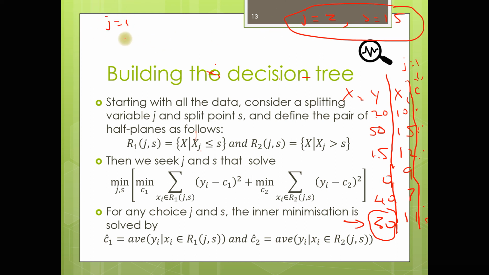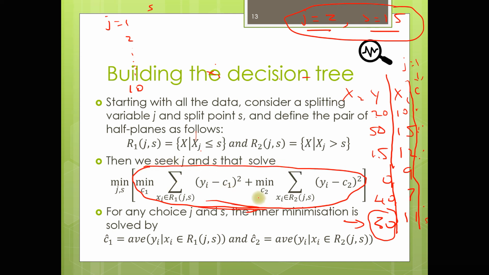You have to do it for j is equal to 1, j is equal to 2. J means the splitting variable. Imagine you have 10 variables in your feature space. So you have to do it for j is equal to 1 up to 10. And then for each of these variables, you have different split points, s is equal to 1, 5, 2, all kinds of split points. Let's suppose for j is equal to 2 and s is equal to 15, you got the minimum of these two sums of squares.